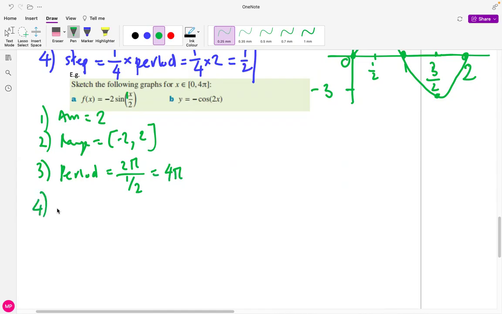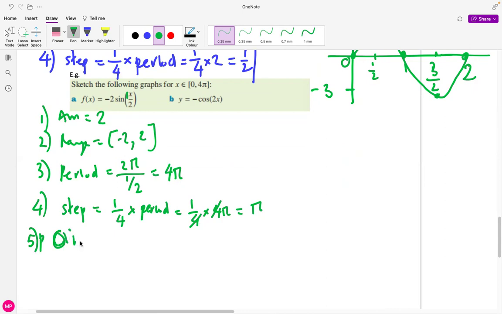So the step, which is a quarter times a period, a quarter times 4 pi, is 1 pi. 4 and 4 cancel out. So you know the points you're going to have. What do we have? We have 0, and then we go by pi each time. So 1 pi, 2 pi, 3 pi, 4 pi.